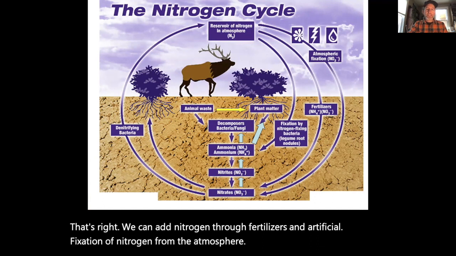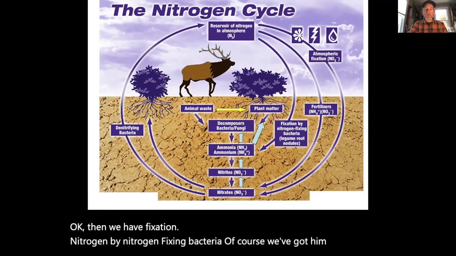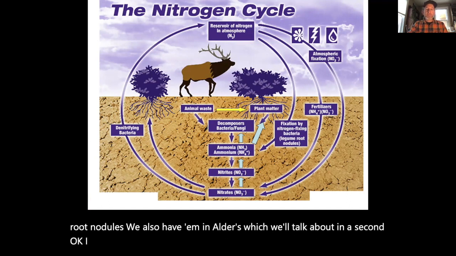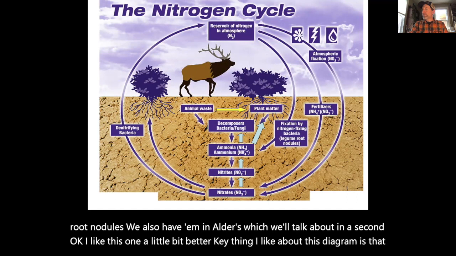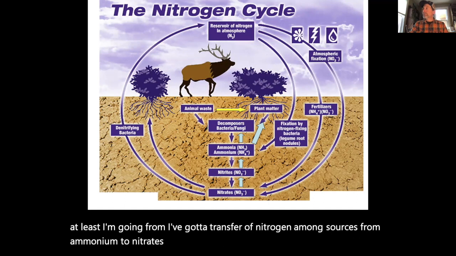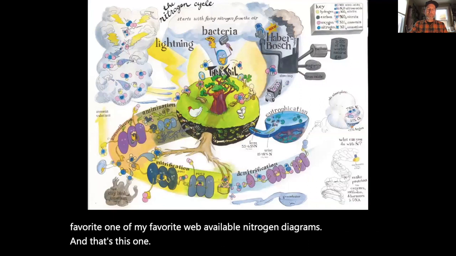Okay, then we have fixation of nitrogen by nitrogen-fixing bacteria. Of course, we've got them in legume root nodules. We also have them in alders, which we'll talk about in a second. Okay, I like this one a little bit better. A key thing I like about this diagram is that at least I've got a transfer of nitrogen among sources from ammonium to nitrites to nitrates being taken up by plants. But I think we can get better still. Okay, here we go.